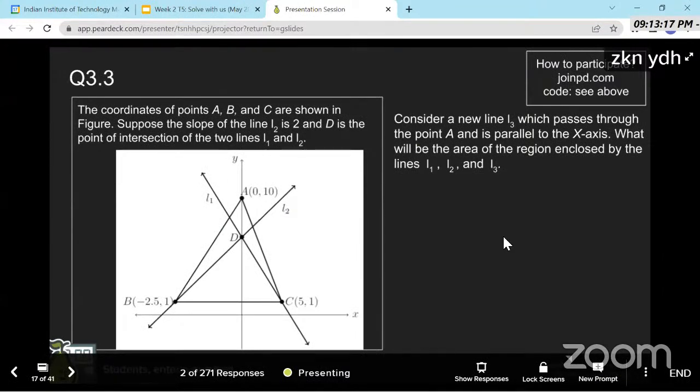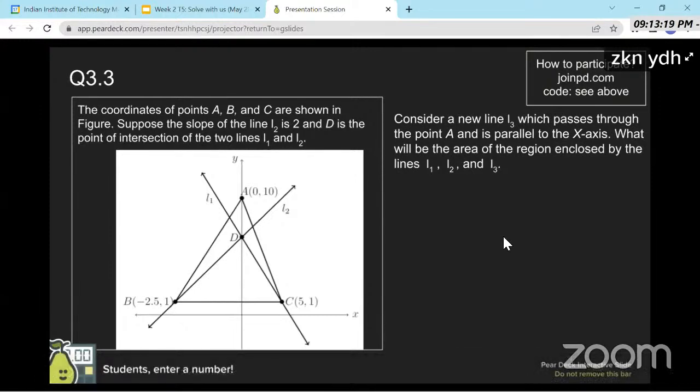So this is your question number 3. Same question, everything same. Now here you have to consider a new line, that is L3, okay, that passes through the point A and is parallel to the x-axis. What will be the area of the region enclosed by the lines L1, L2, and L3? Now this is again a time-taking problem. It's not really, but you try solving this.